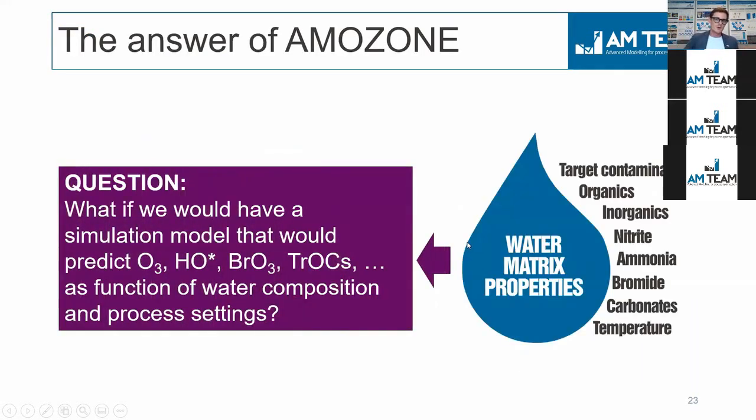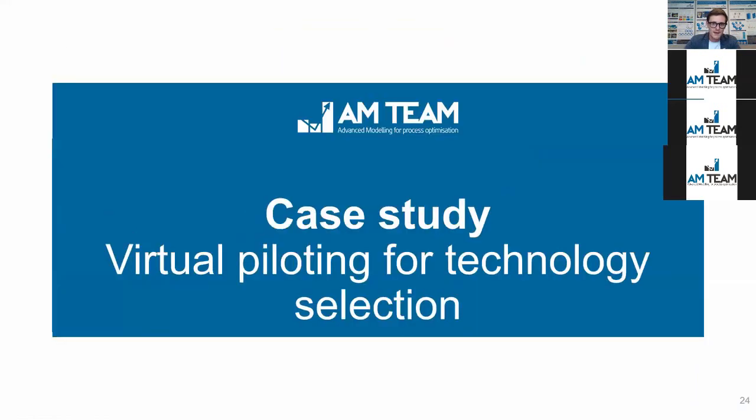So the answers we wanted to bring with our model were, okay, depending on the matrix, what if we would have a simulation model that would really predict ozone, radicals, bromate, and trace organics, and also as a function of process settings. So this would be plant independent, very important. So this was really the main core question.